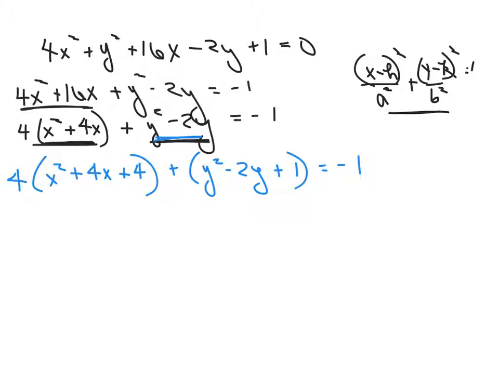Okay, one of the things that we've gone over is that whenever you do something to one side, you have to do it to the other. So remember, completing the square, if we add 4 here, we have to add 4 here. And we added 1, so we have to add 1.